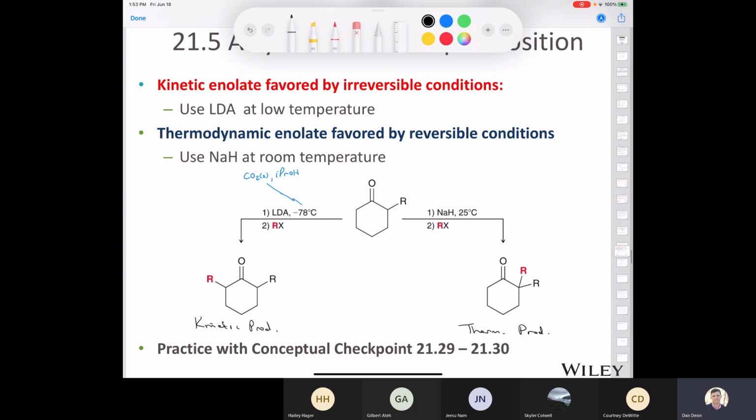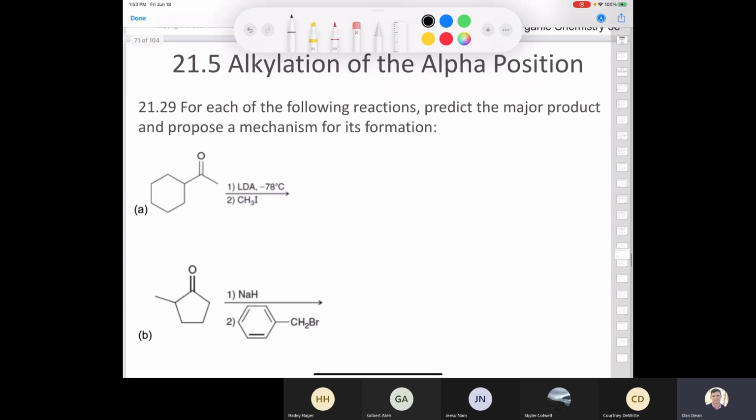Let's take that knowledge and apply it to some practice problems. Here, if we're taking this compound, so this is cyclohexyl methyl ketone, is a perfectly acceptable name for this compound. First, we're treating it with LDA in minus 78 degrees Celsius. So I have the proton in blue and the proton in red. Could anybody tell me which one of these protons would be the one ripped off by LDA at minus 78? Would it be the blue proton or the red proton?